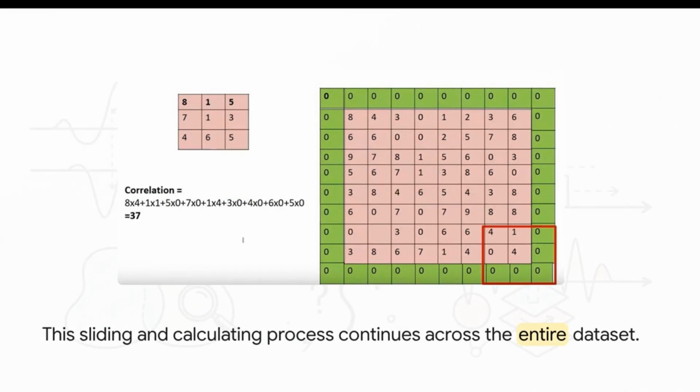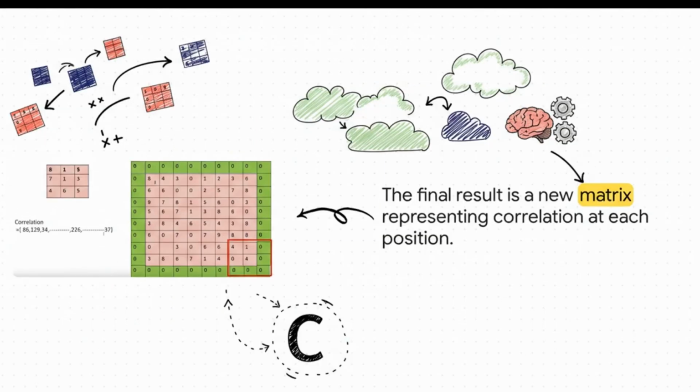And you guessed it, this just keeps going. Sliding across, sliding down, position by position, until we've covered the entire image. Each little step gives us one new number for our final result. So what we're left with is this brand new matrix, where every single number tells us how well the mask matched up with the image at that exact location. We've basically created a map of similarity.